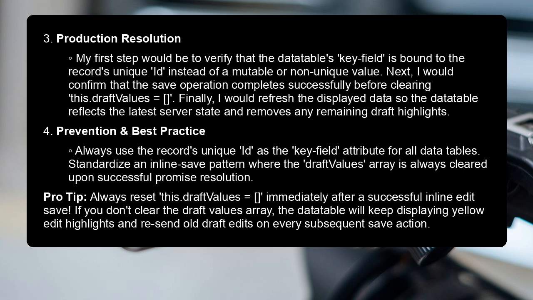4. Prevention and best practice. Always use the record's unique ID as the key field attribute for all data tables. Standardize an inline save pattern where the draft values array is always cleared upon successful promise resolution. Pro tip: always reset this.draftValues equals empty array immediately after a successful inline edit save.